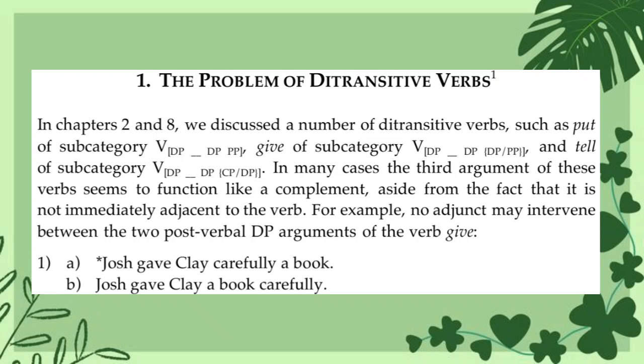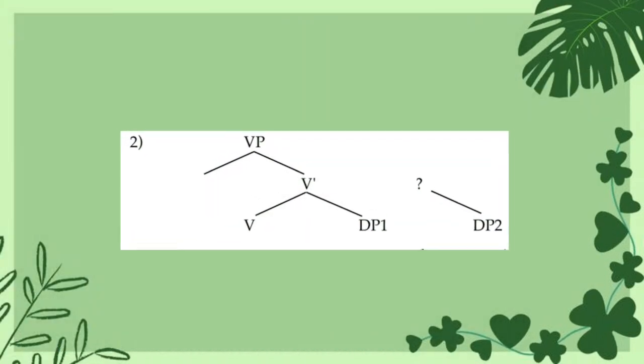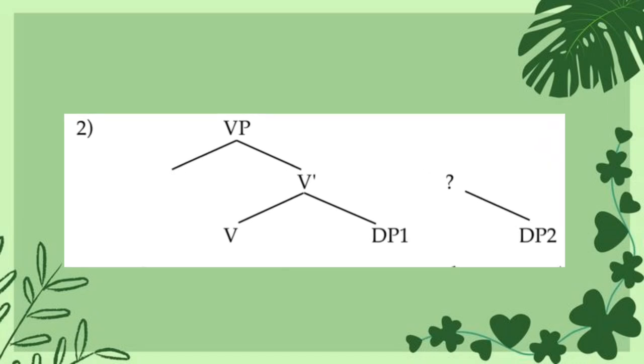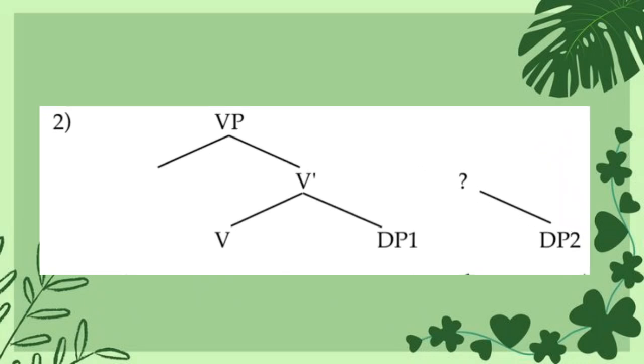For example, no adjunct may intervene between the two post-verbal DP arguments of the verb give. We have 1A. Josh gave Clay carefully a book. We have 1B. Josh gave Clay a book carefully. This follows from the fact that X-bar theory requires trees to be strictly binary branching. So the place to attach this second complement is a mystery.